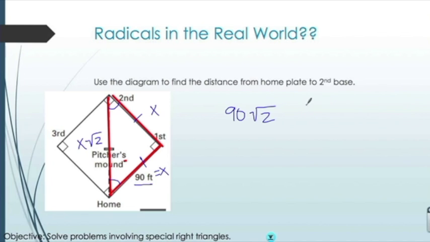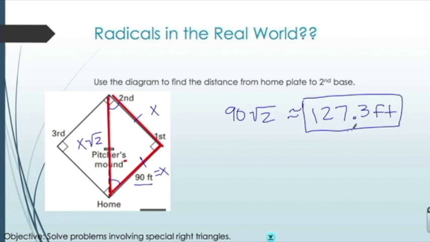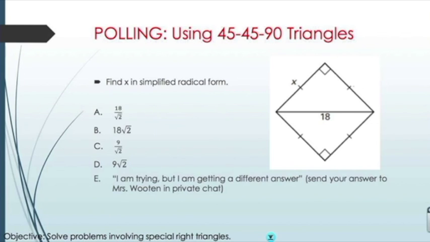So anytime you see a real world problem, you can almost get excited that you don't have to worry about simplifying any radicals. What you are going to have to do is plug this into your calculator. We need to tell our calculator to do 90 times the square root of 2, which is approximately 127.3 feet. That is the approximate distance. We don't want radicals in the real world. Sorry.